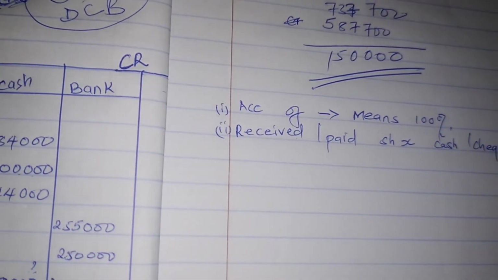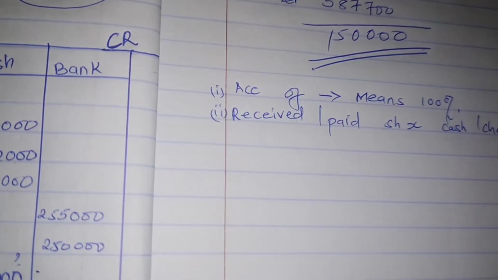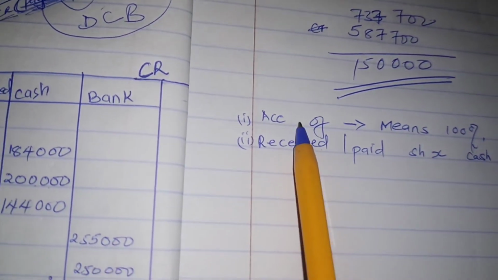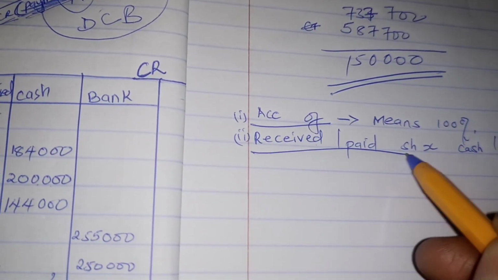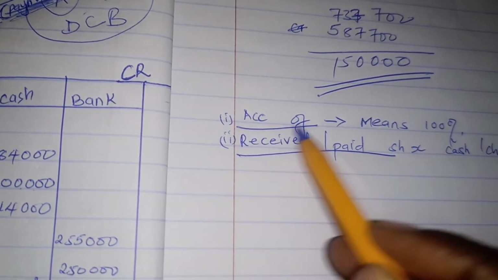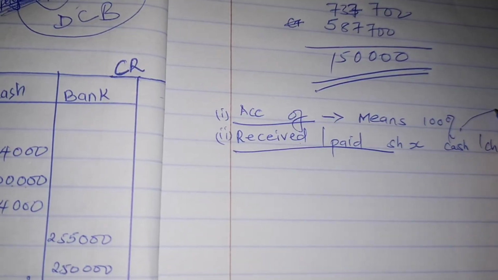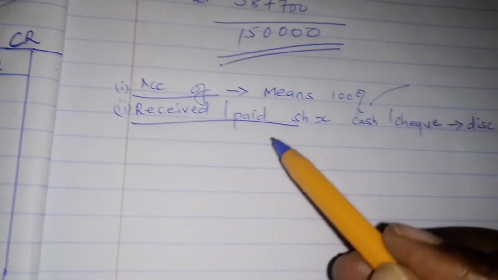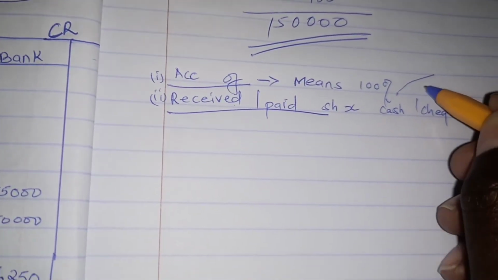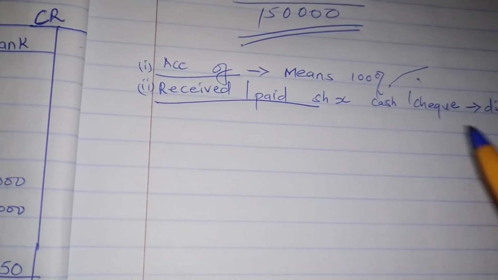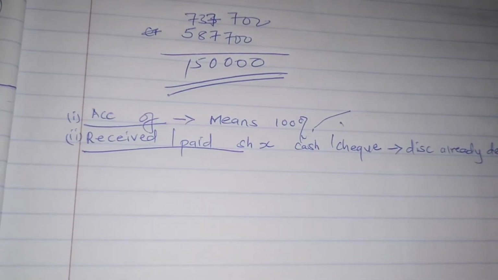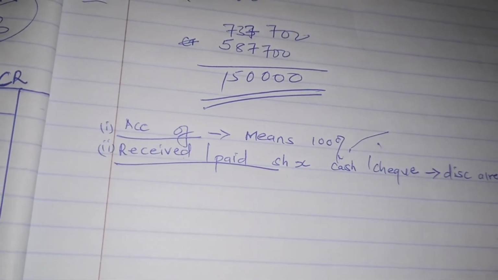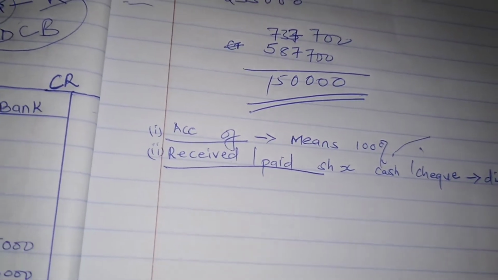So these are the 2 guiding principles. Other words, ignore them. These should be your guiding words: account of, or received and paid. So account of is 100%. Whatever figure you're given is 100%. Received, so in this case, you need to calculate a discount. Received or paid this amount, the discount has already been deducted and therefore there is no need to calculate the figure for the discount. And that is it for now.